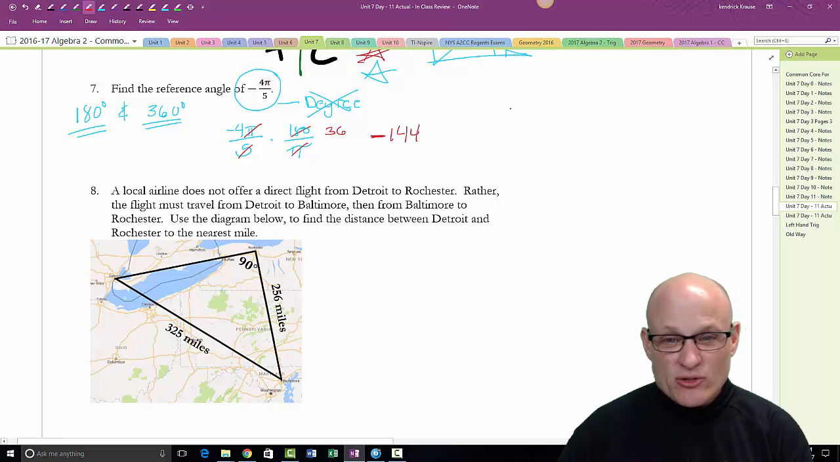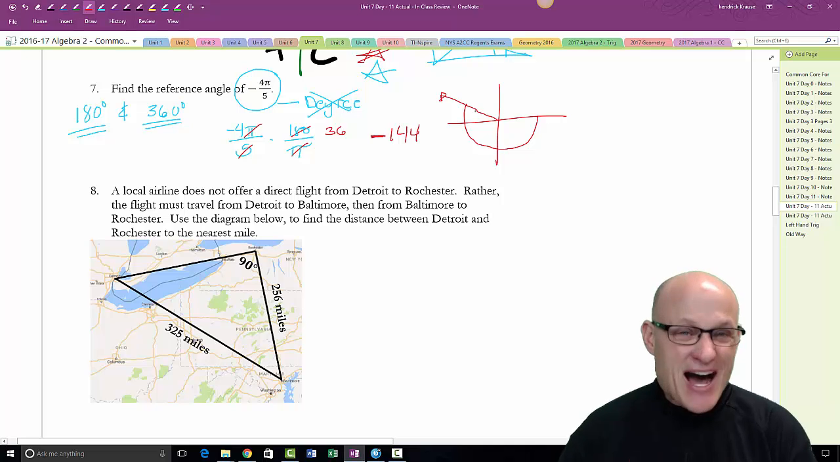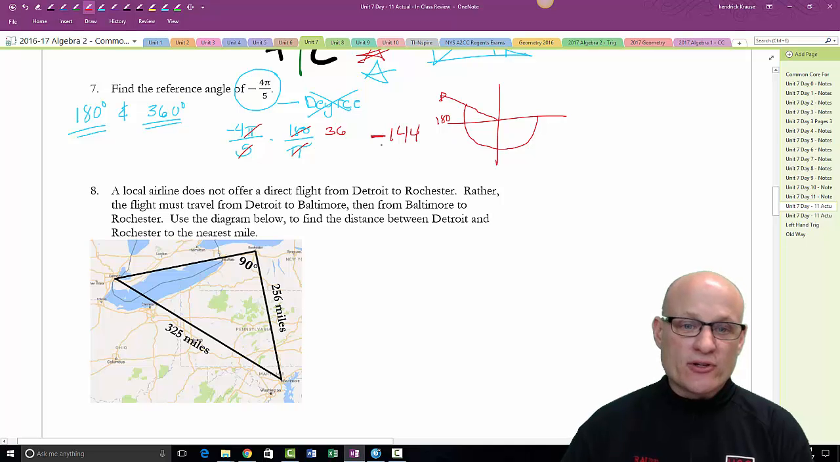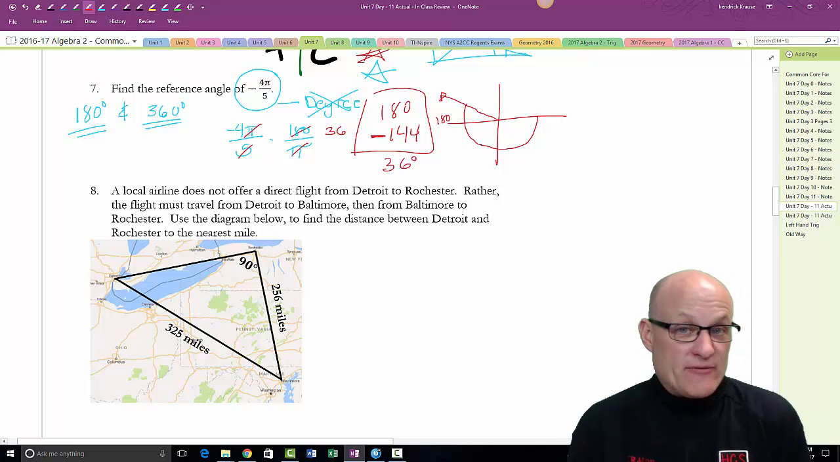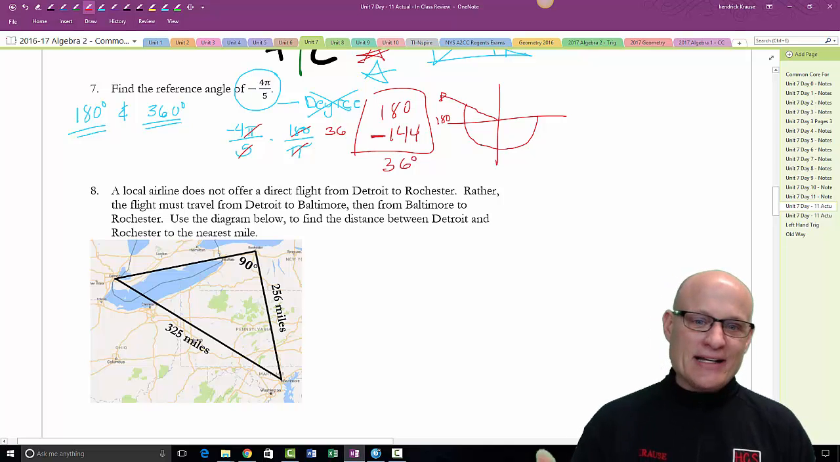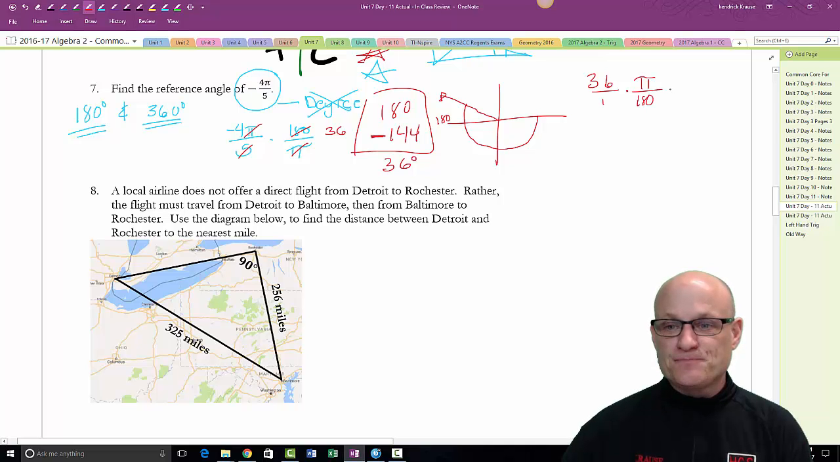Now this negative makes a huge difference, because I'm going to start here and go back. Remember, it's negative 144 degrees. So then you say to yourself, how far am I from 180 degrees? What's the distance between these two angles? That's 36 degrees. 36 degrees would give you partial credit, but it's not full credit. I need to convert that back to radians, so I take 36 degrees over 1 and multiply by pi over 180.